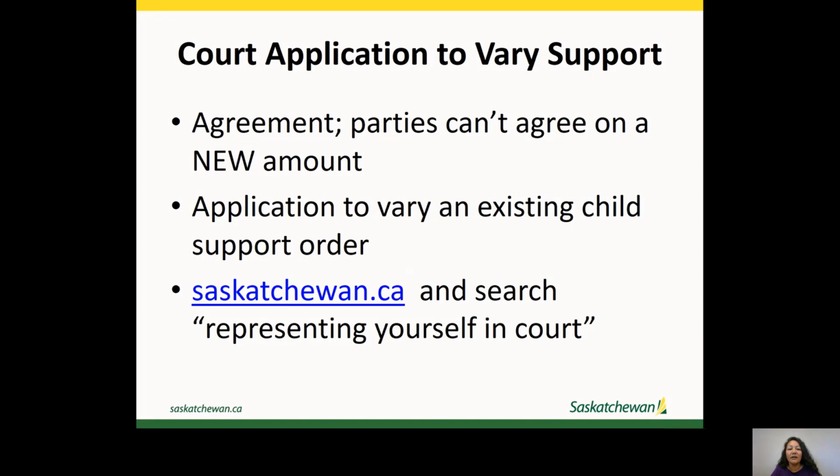If parents can't agree on a new child support amount, either parent can apply to the court. If the parties had a child support agreement, they can apply to court for a new child support order. If the parties already had a child support order, they can apply to court to vary the order. The Family Law Information Center has self-help kits for these court applications.